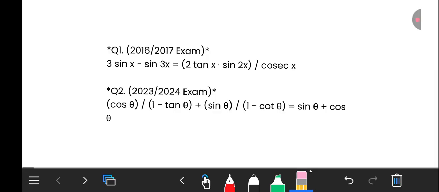Now let's solve the questions. We've exhausted all the identities which you need to know. Let's solve the questions in the next few minutes. So I'll go back to these questions. The first question came from the 2016-2017 exam. It was: prove the identity 3 sin x minus sin 3x is equal to 2 tan x multiplied by sin 2x divided by cosec x. So we are proving the identity. Okay, so let's do this.